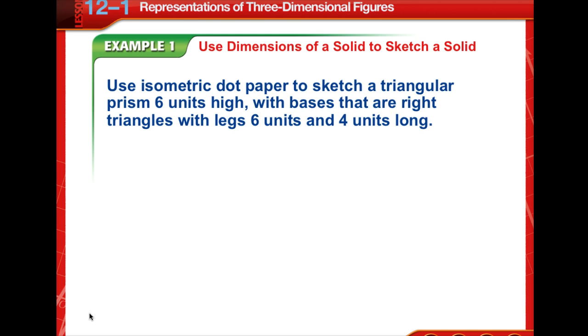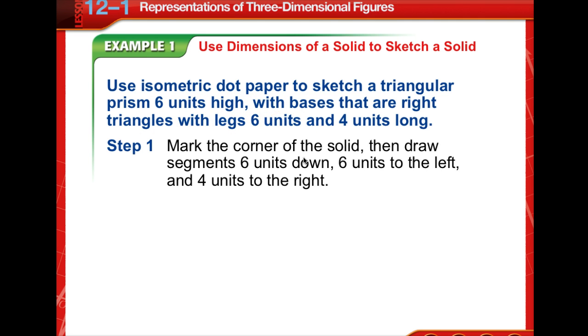In video games, three-dimensional figures are represented on a two-dimensional screen. You can use isometric dot paper to draw isometric views, also known as corner views, of three-dimensional geometric solids on two-dimensional paper. In example 1, it asks us to use isometric dot paper to sketch a triangular prism 6 units high with bases that are right triangles with legs 6 units and 4 units long.